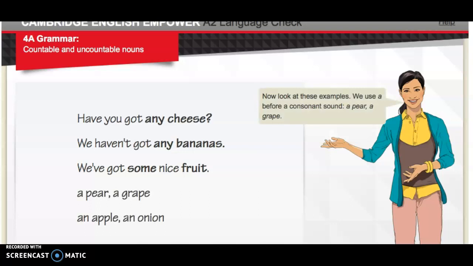Now look at these examples. We use a before a consonant sound. A pear. A grape. We use an before a vowel sound. An apple. An onion.